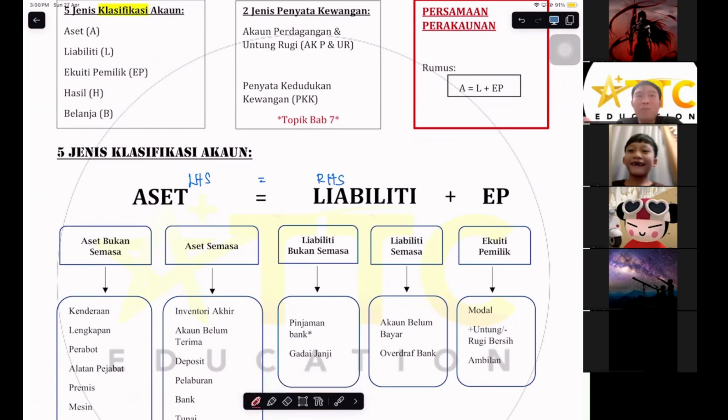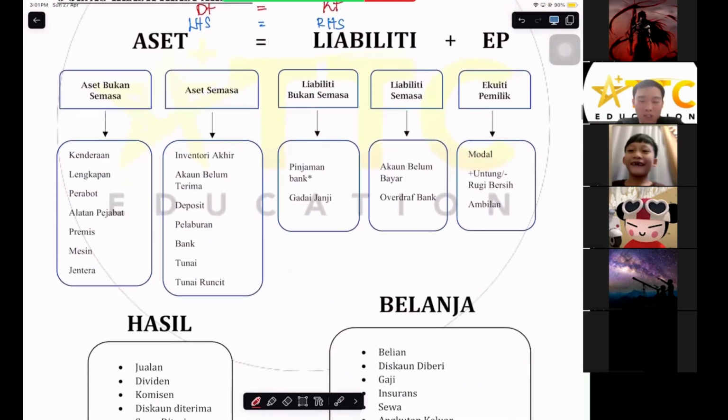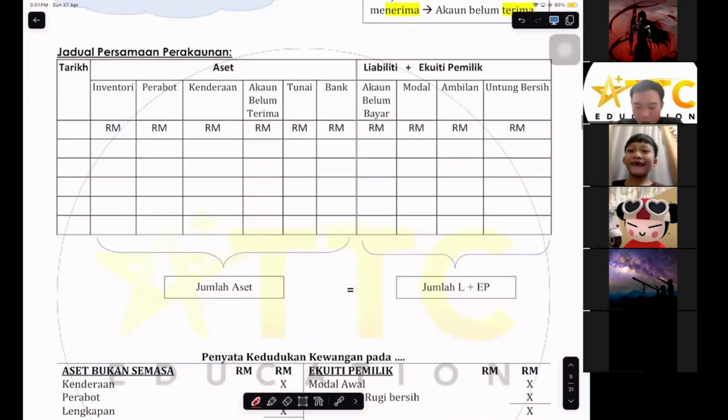And if you look into it, most of us already like cover chapter 4, something like that. And some of us are also in chapter 5. We also get to notice one thing. Debit is equals to credit. Meaning left hand side is equals to right hand side. That's the meaning. Okay?